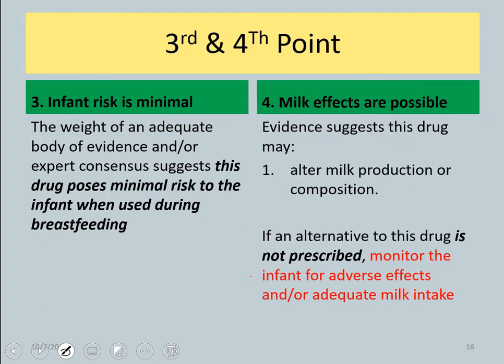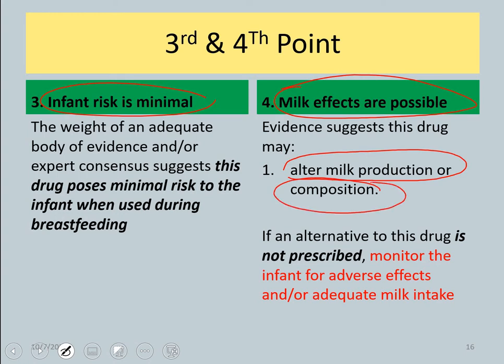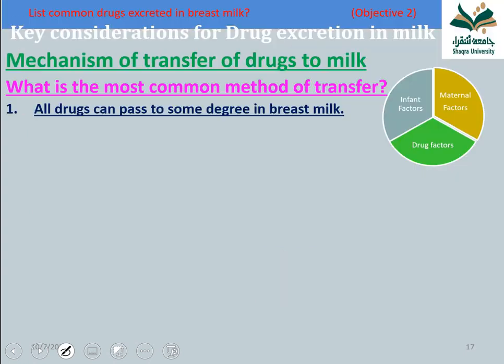The third and fourth points: infant risk is minimal. In this case, you have to consider the benefits versus the risk and keep going on the therapy in this particular situation. And milk effects are possible. This statement means that the drug being used in lactation may alter the milk production or even the composition of the milk. So these are the points related to Micromedex.